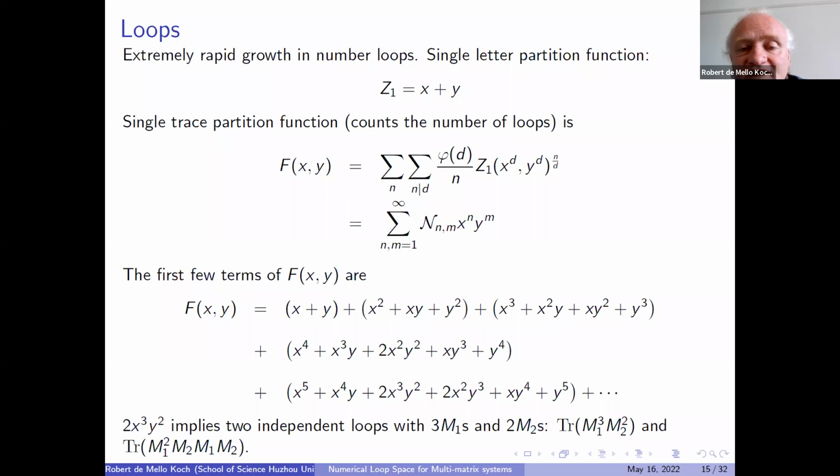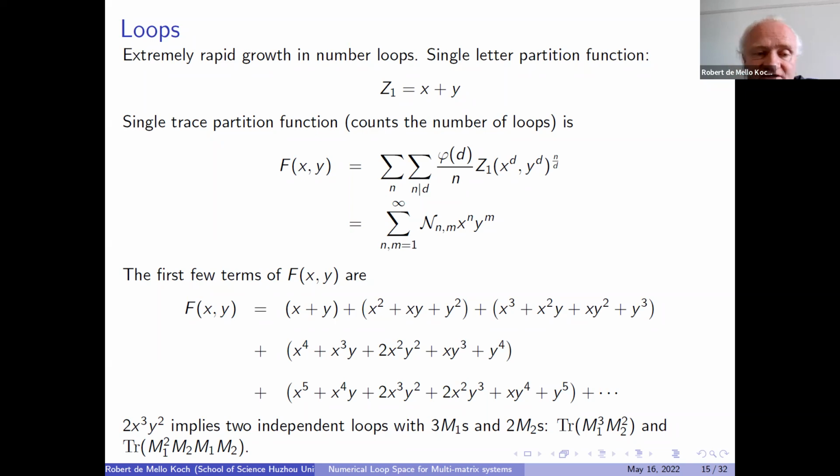So you would sum phi of d over n, and then you would take the single letter partition function evaluated at x to the d, y to the d, raised to the power of n over d. You would do the sum, and it gives you a polynomial. You would then look at the coefficients of that polynomial. And the coefficient of the term x to the n, y to the m is counting loops for you.